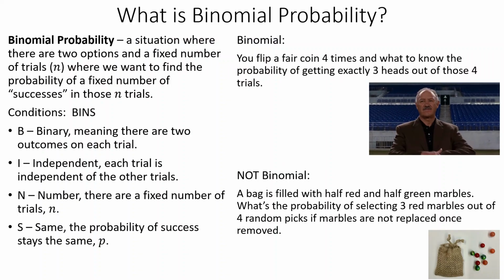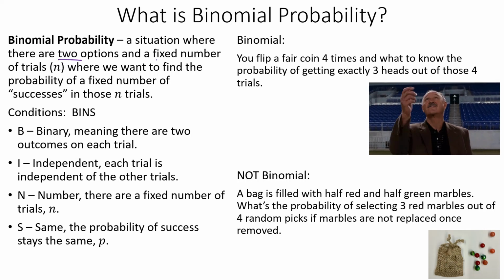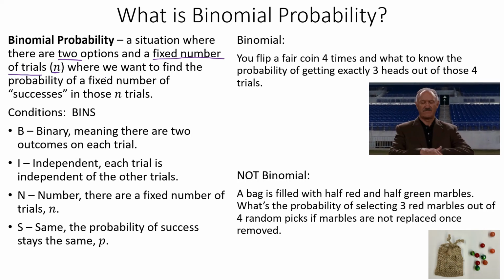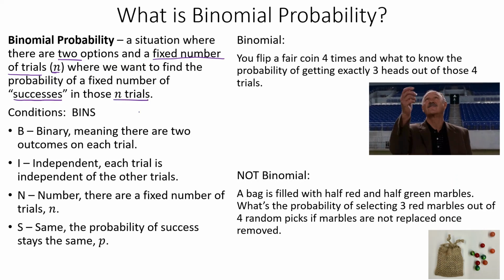All right, so first up, binomial probability. It's a situation where there are two options, so there's just two things that can happen. There is a fixed number of trials, which we'll generally say is n, where we want to find the probability of a fixed number of successes out of those n trials. All right, so there's a lot of things here.